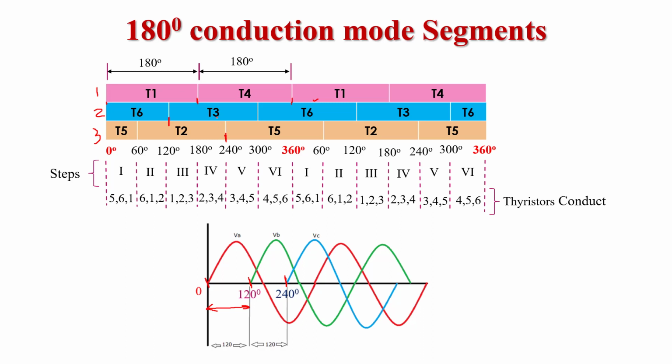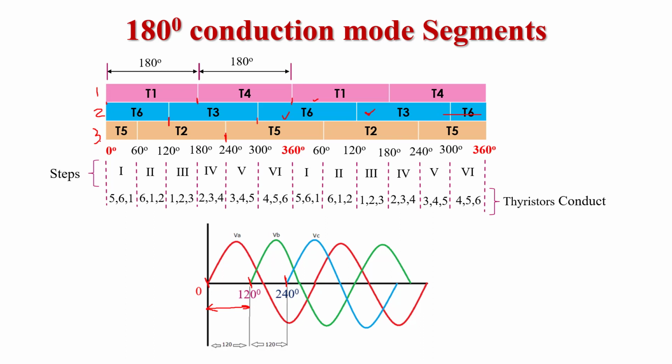So T3, the segment 2 thyristor, will start conducting from 120 degrees and conduct up to 300. It means it will conduct a total of 180 degrees. After that, we provide a gate triggering pulse to thyristor T6. T6 conducts for 180 degrees. After that, we give a triggering pulse to thyristor T3, and T3 again conducts for 180 degrees, and so on. Same for segment 3 or phase C.